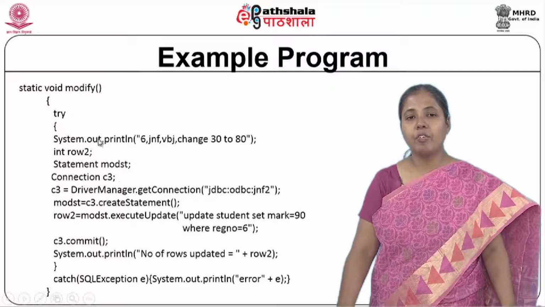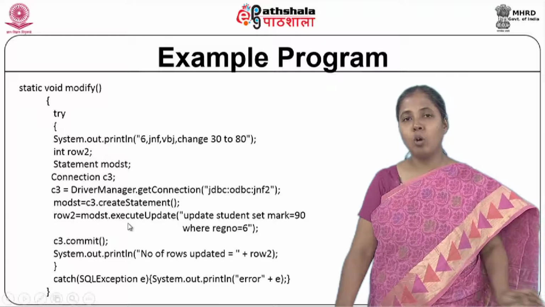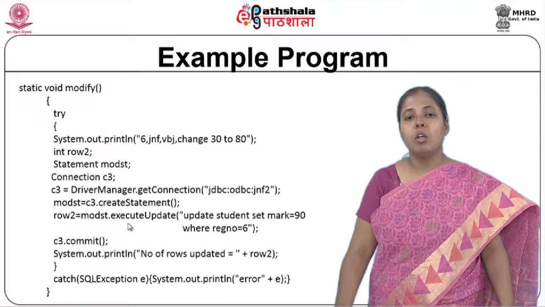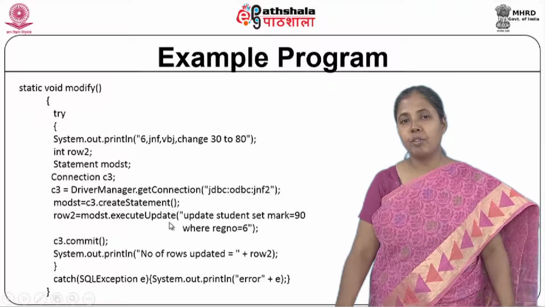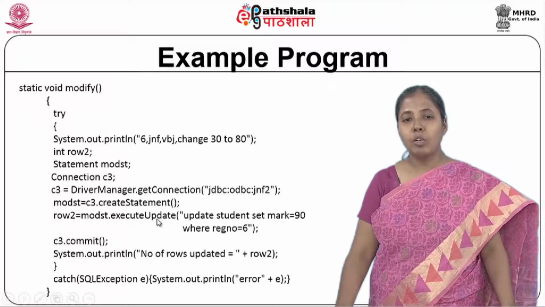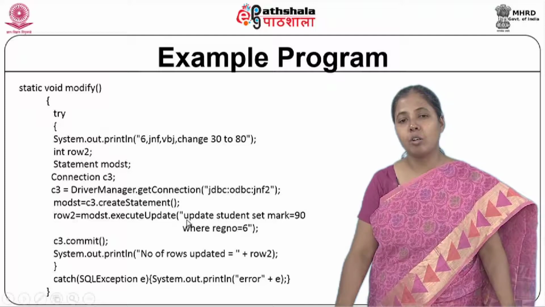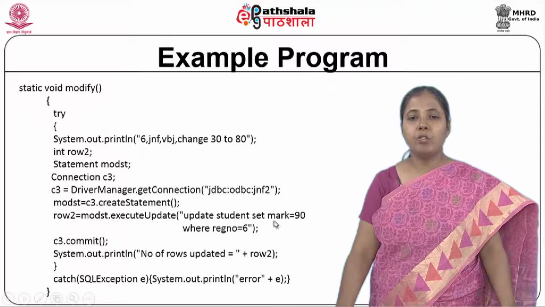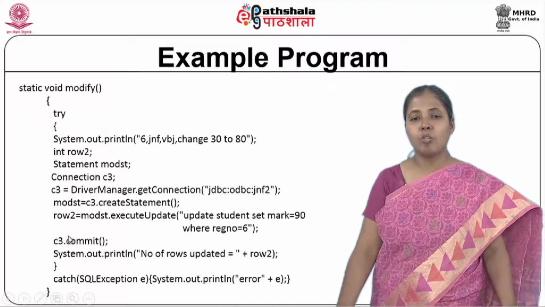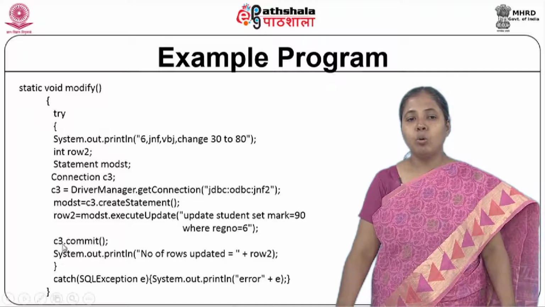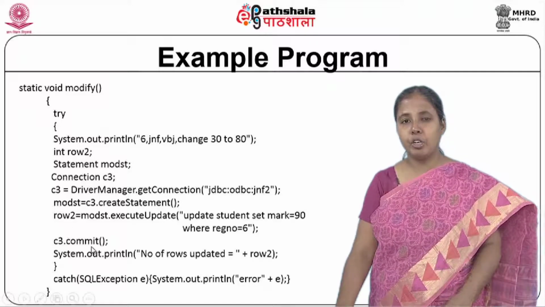The next code is a modify code using which you will update a single record in your table. Here you can see that you have created a statement object. Now use the method called executeUpdate. This is common for insert, update and delete. So use the method executeUpdate and give your update string. The update SQL statement is given here: we are setting the mark to be 90 where the register number is 6. This is the SQL statement we executed. This row2 is a variable that gets the number of rows updated. Then you commit this operation so that it gets committed in the database.